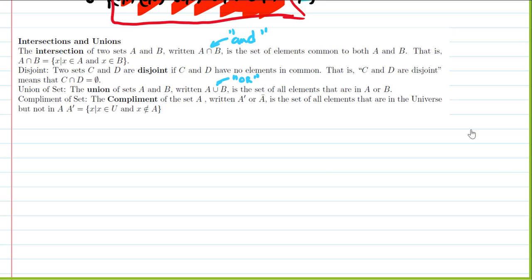So the complement of a set, or the set A, written A prime or A bar. Our book uses the prime notation. A lot of books use the bar notation, so be familiar with both. Is the set of all elements that are in the universe, but not in A. So A prime is the set of all x's that are in the universe of all possible items that can belong to a set, but the ones that are specifically not in the set A.